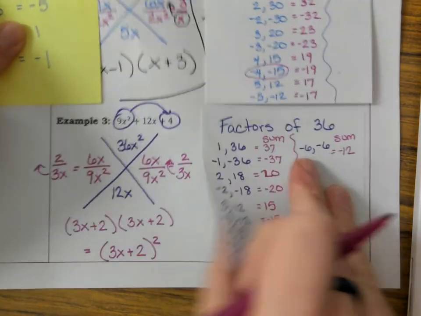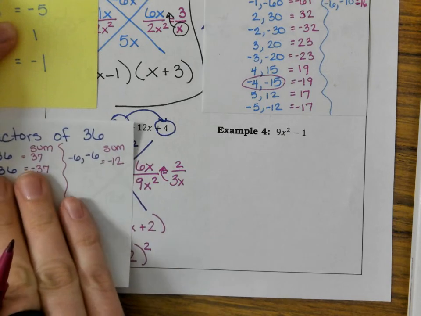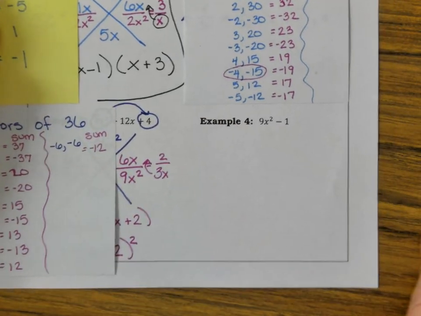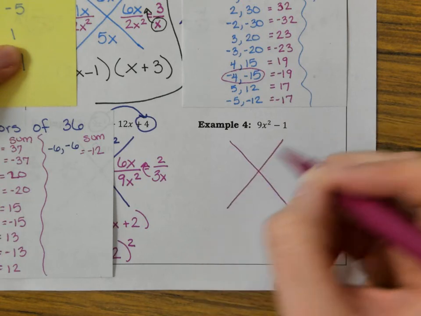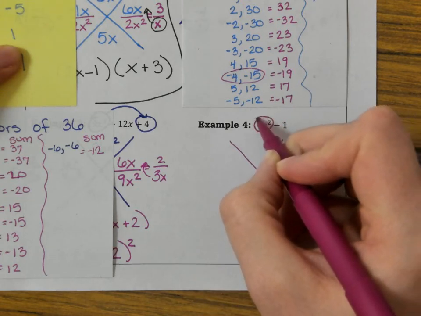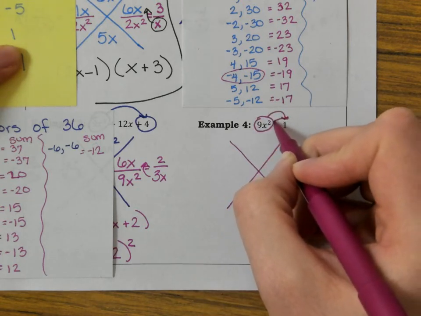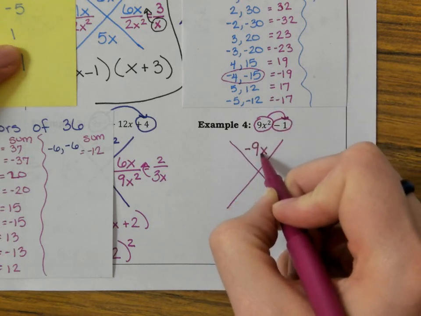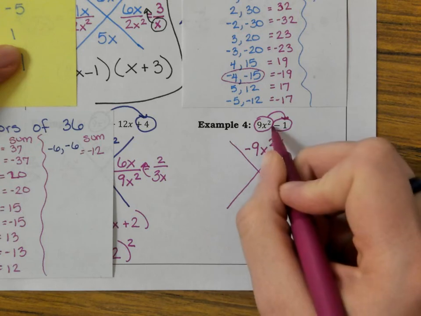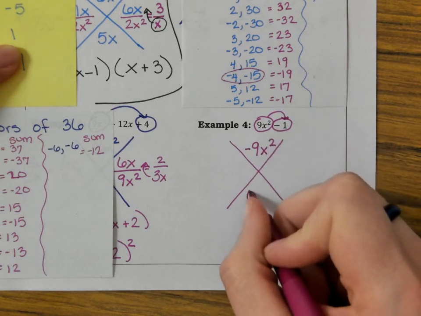And then the last one, draw your magic X. First term times last term, which ends up being the only term there. So that's negative 9x squared. Since there's no middle, that means the middle is 0.